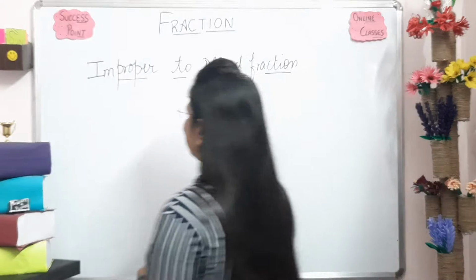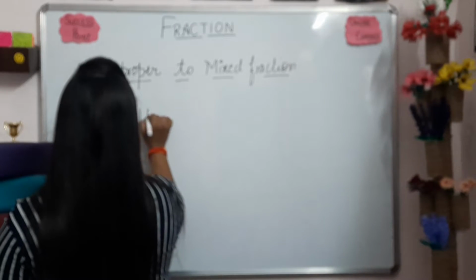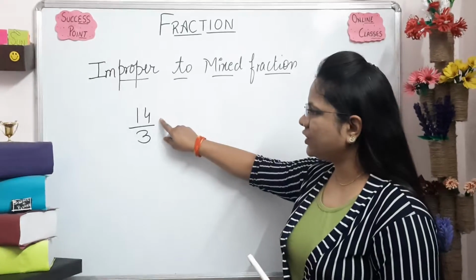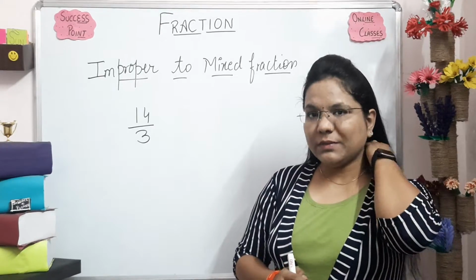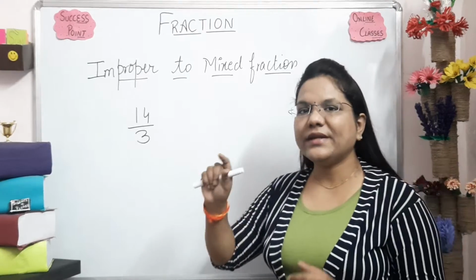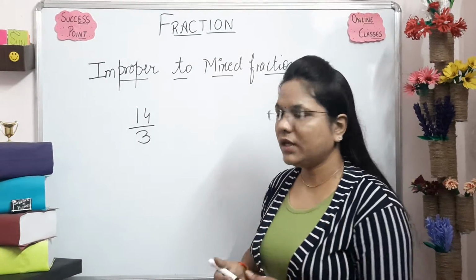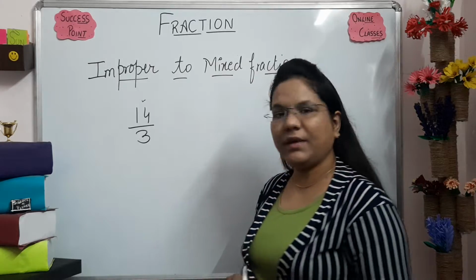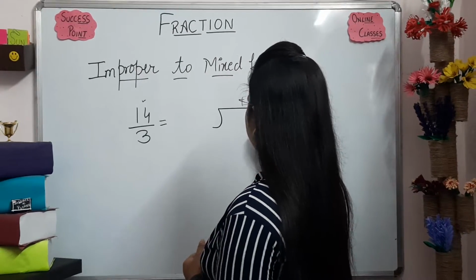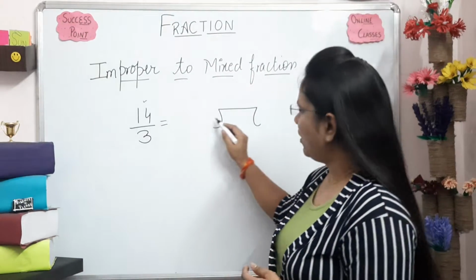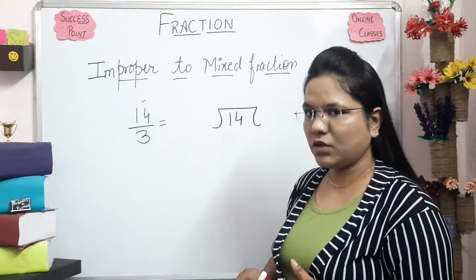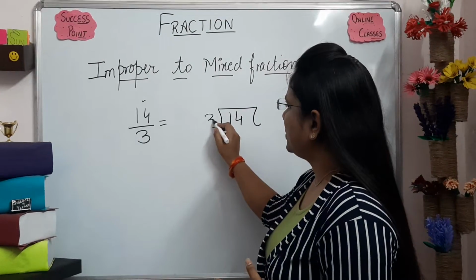Let's start with it. Okay guys, now the question is 14 by 3. Can we say 14 by 3 is an improper fraction? What is the condition for an improper fraction? The numerator is always bigger. So yes, the numerator is bigger. Then we have to divide. The numerator is always the dividend, inside the division bracket, and the denominator we use as the divisor.